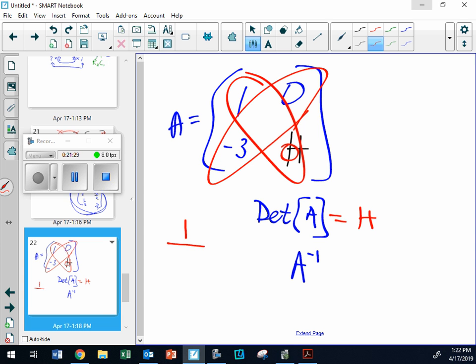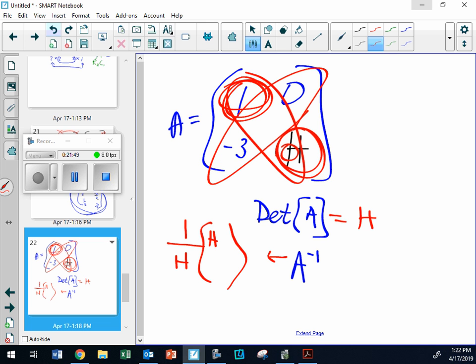All right, so here's how you find the inverse. 1 over H times, is it just the original 1, 0, negative 3, H? No. I got to do some adjusting there. It's 1 over H times this and this switch places. So now H is here and 1 is there. And the 0 becomes opposite of 0, but it's still 0. And negative 3 becomes the opposite of that, which is positive 3.